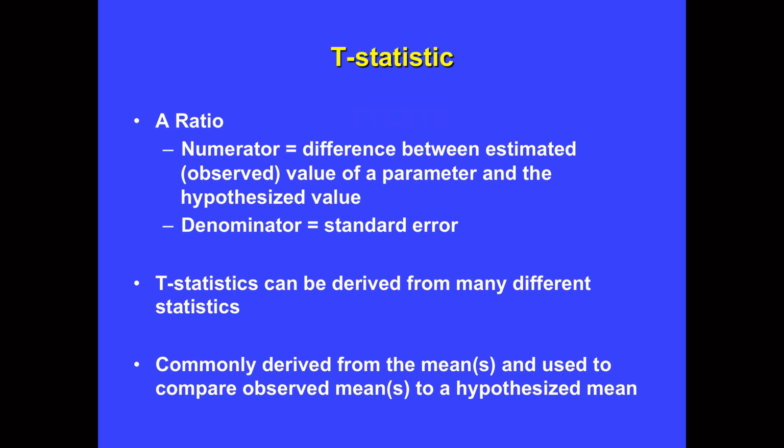A t-statistic essentially is a ratio. In the numerator, you have a difference between some estimated observed value of a parameter and the hypothesized value, and in the denominator you generally have a standard error. Okay? The t-statistic can be derived from many different statistics. It's commonly derived from sample means, and it's used to compare observed means to some hypothesized means.